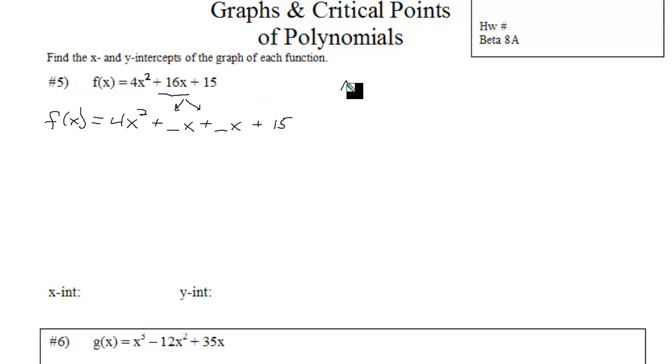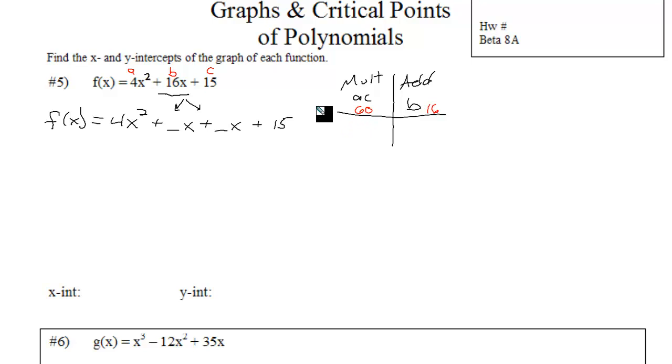So how do you decide how it's split? Well, it's really simple. You need 2 numbers that multiply to get a times c. Those same 2 numbers add to get b. A is 4, b is 16, c is 15. 4 times 15 is 60. b is 16. 2 numbers that multiply to get 60 and add to get 16.